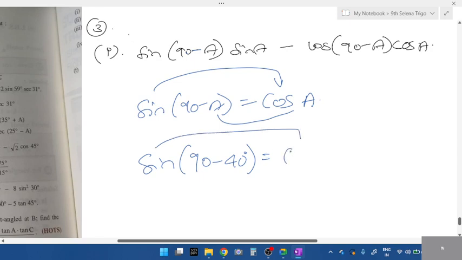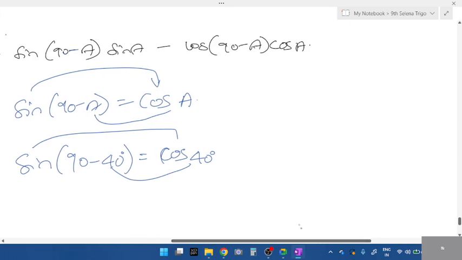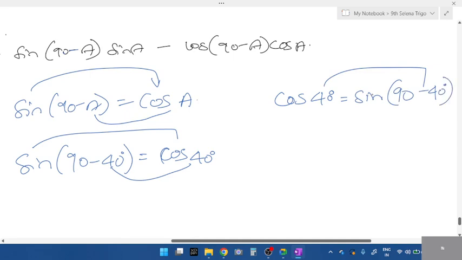If I write sine 90 minus 40 degrees, this will be cos. Look here, sine is equal to cos. What's the angle given here? 40. You should remember both. If I write cos 40 degree, how do you convert this? Reciprocal of cos is sine 90 minus 40. You should remember both the concept, left hand side as well as right hand side.